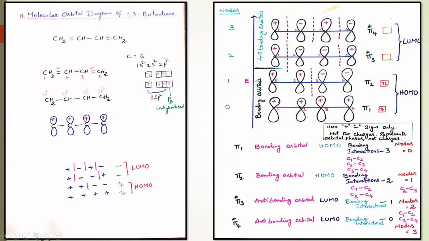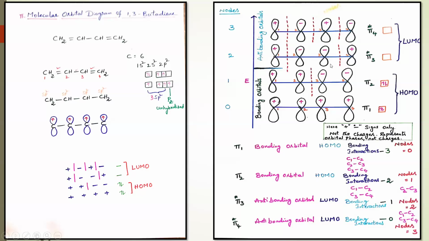Here C1, C2, the two lobes have the same sign, so these two are bonding interactions. C3, C4 also have the same sign, so these two are also bonding interactions. Minus, minus means the same sign. Same sign indicates bonding interactions; opposite signs indicate anti-bonding interactions. So in the pi 2 orbital, there are 2 bonding interactions, 1 anti-bonding interaction and 1 nodal plane, right?